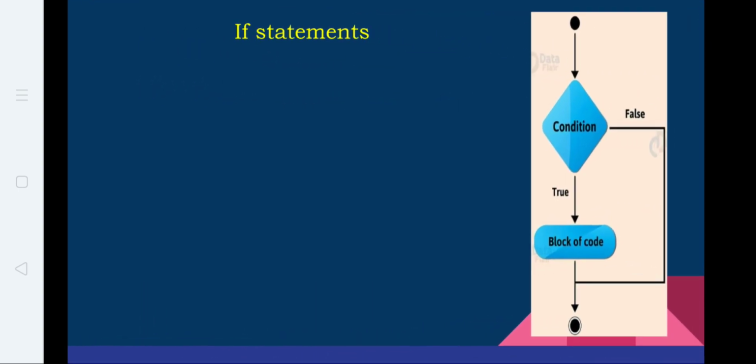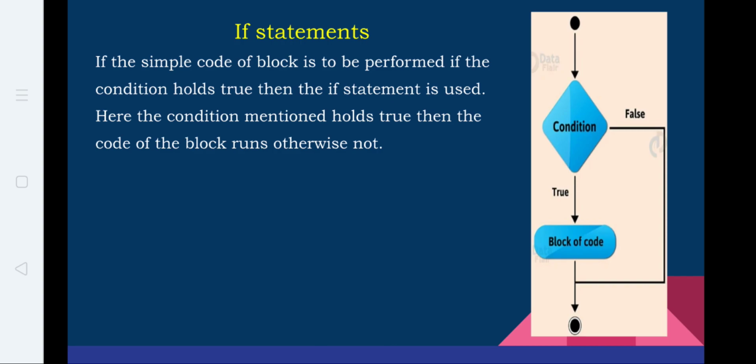Now first we see the simple if statement. If a simple block of code is to be performed if the condition holds true, then the if statement is used. Here, if the condition mentioned holds true, then the block of code runs, otherwise not. So you can see the diagram here, the flowchart. Condition is checked. If it is true, one block of code is executed. If it is false, it comes out of the if.